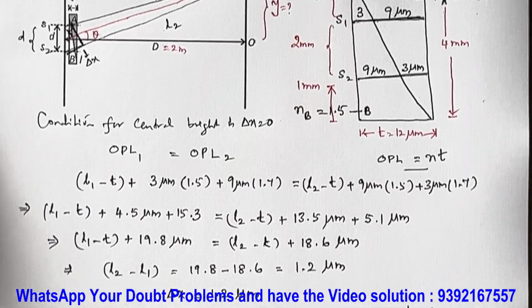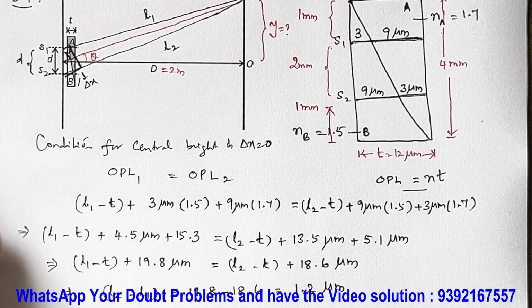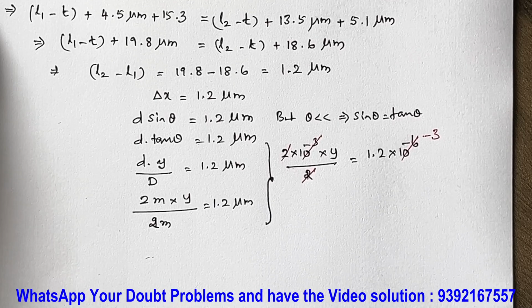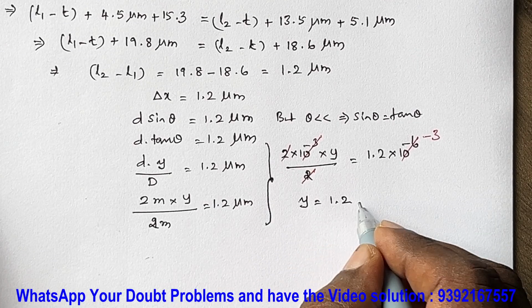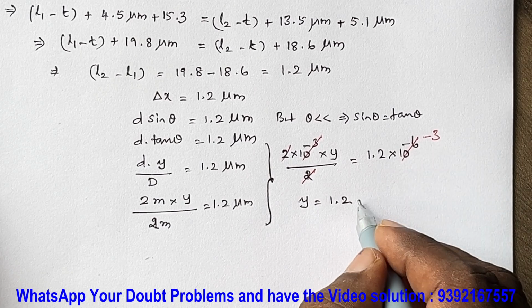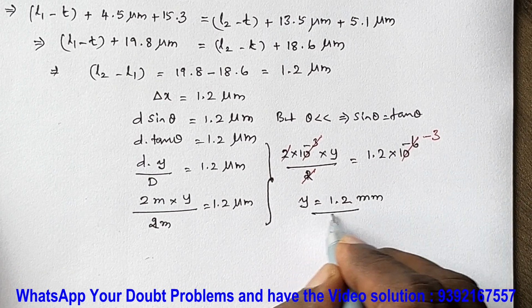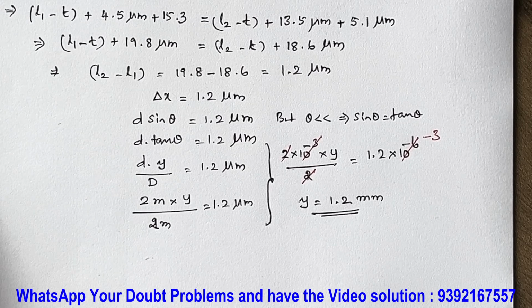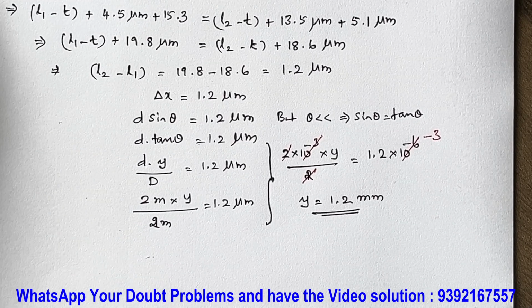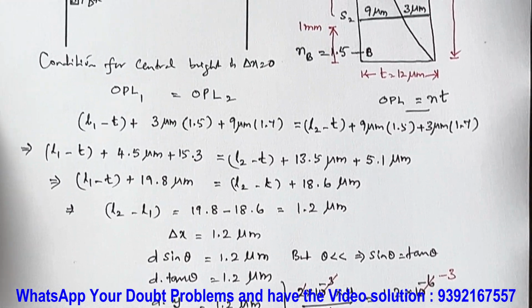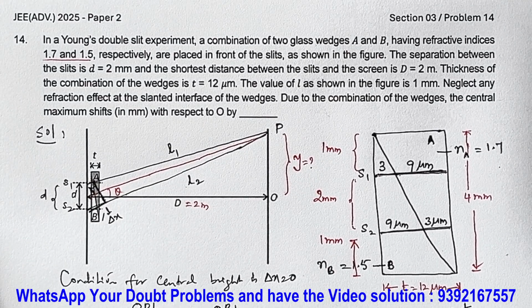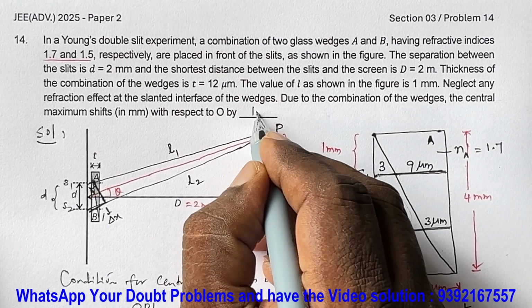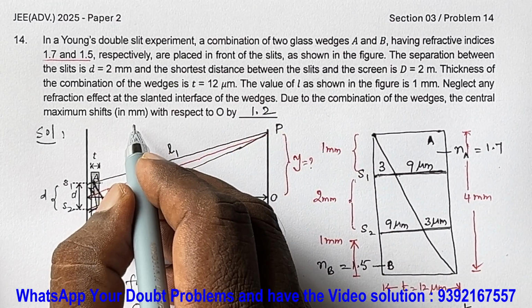See, capital D is equal to 2 meter. So here y is equal to 1.2 into 10 to the power of minus 3 millimeter. This is the shift in the central maxima. So for this question number 14 in section 3, the answer is 1.2. Already they mentioned millimeter.